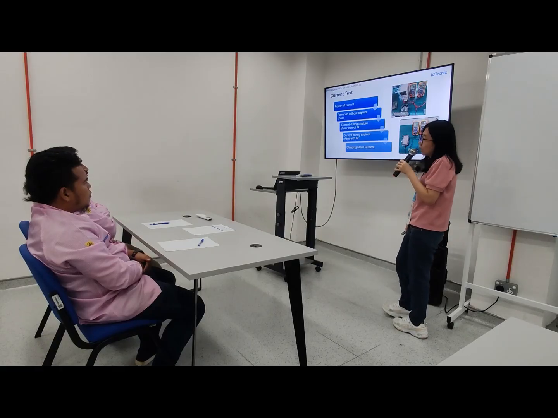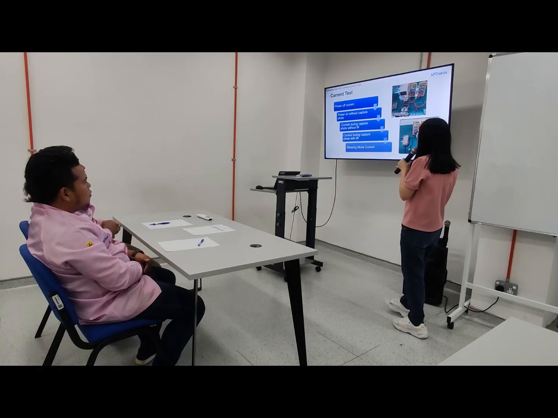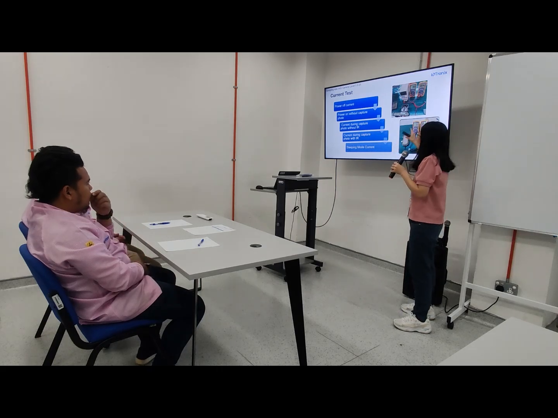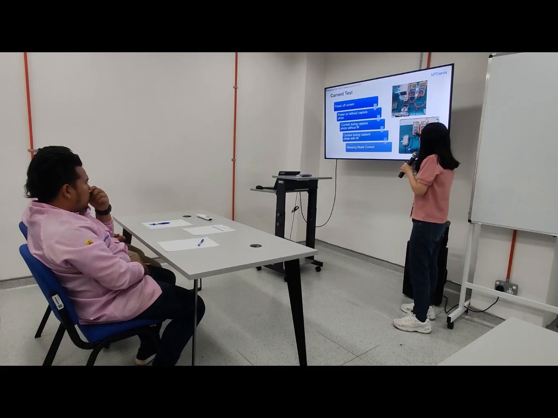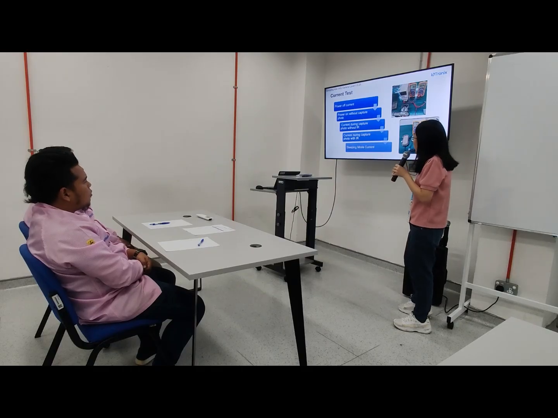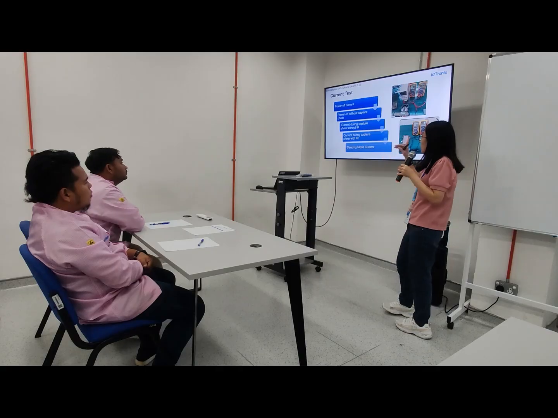Next is about the current test. For the current test, the equipment that we need to use is a power supply and also multimeters. We need two multimeters and one power supply, and maybe also a battery. Sometimes we can use a battery, we can also use the power supply. Okay, this one normally we have 5 tests.